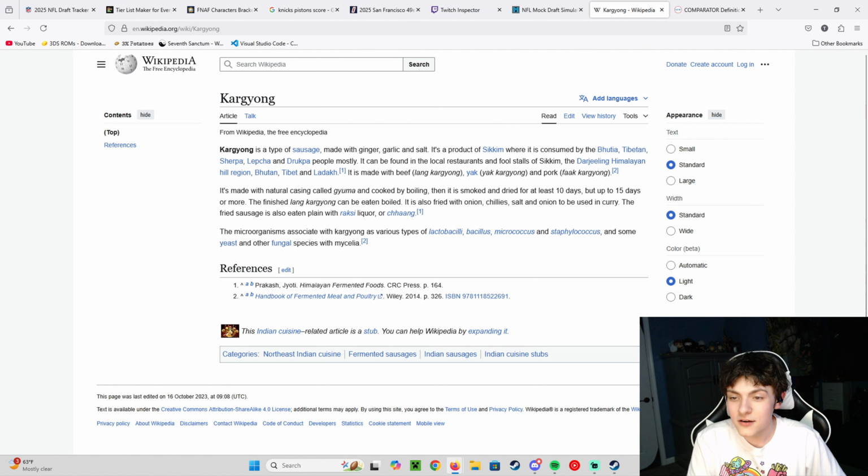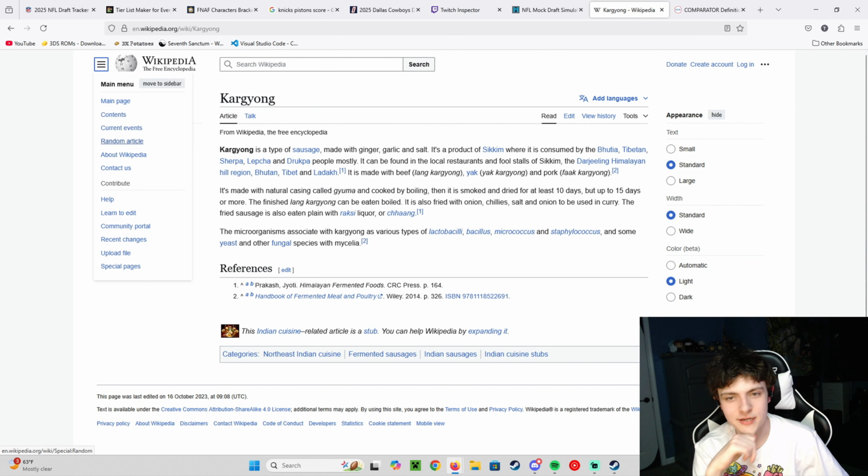The finished lang kargyong can be eaten boiled. It is also fried with onion, chilies, and salt. That's serious. The fried sausage is also eaten plain with raksi liquor or chang. The microorganisms associated with kargyong are various types of a bunch of stuff I can't pronounce or really don't care about. Okay, understood. Yeah, I mean, again, never say you don't learn anything here. This is beautiful. We're learning stuff right now.